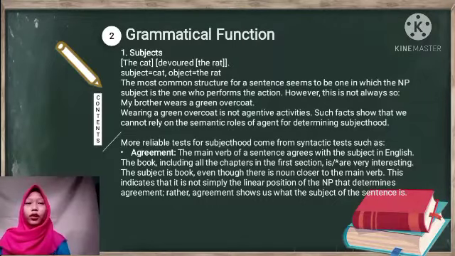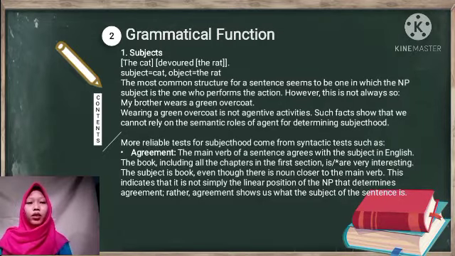And then we're going to talk about grammatical function: how we can identify the grammatical function of a given constituent. Several tests can be used to determine grammatical function, as we show here. Subject, for example: the cat devoured the rat. In 6a, the subject is the cat and the object is the rat.